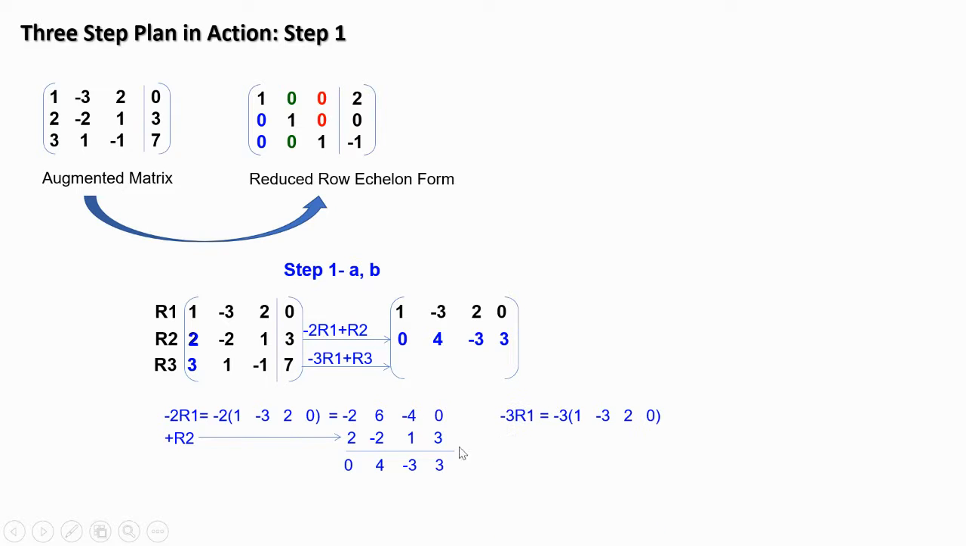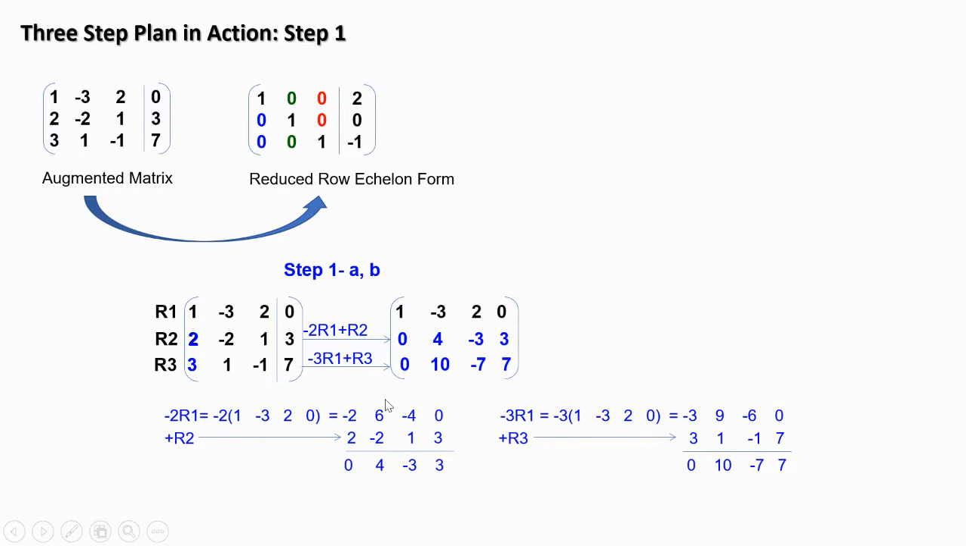Then I do the second part for step 1, which is -3 row 1 plus row 3. There's my -3, and here is my row 1. So after I distribute the -3, it's going to give me -3, 9, -6, and 0. Plus row 3, so row 3, I just slide it over. And then when I add it, it's going to give me 0, 10, -7, and 7. That's going to be my new row 3.